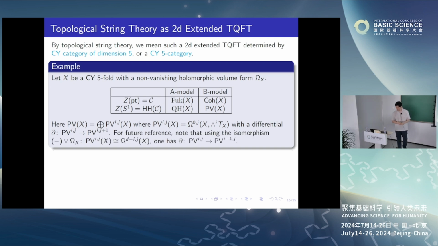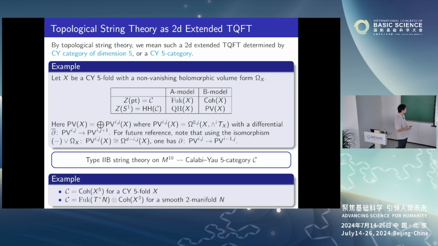And because it is assumed to be Calabi-Yau, the ∂ operator on smooth forms can be transferred to define another operator ∂ on polyvector fields. These are technical points, not too important.